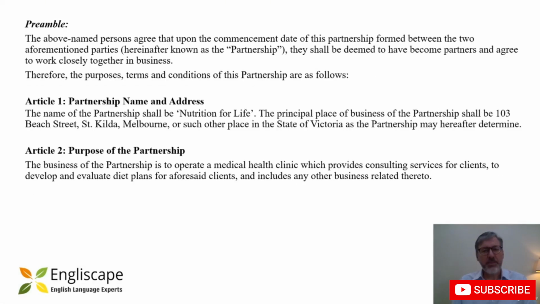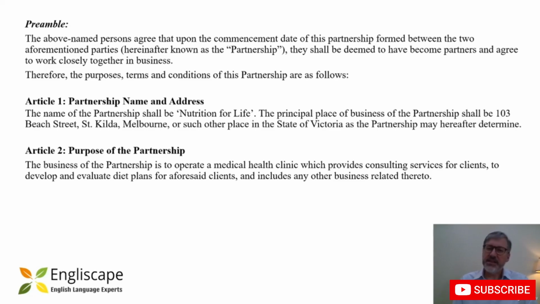Next is the preamble, an introduction to this contract. What's it about? The above named persons, the two parties, agree that upon the commencement date, commencement means starting date or establishment date or date of execution, of this partnership formed between the two aforementioned parties. If you've done Contracts Unit 2 in Englishscape, you'll know about these words. Aforementioned, mentioned before the two parties, Mr. Taylor, Dr. Smart. Hereinafter, known as the partnership.